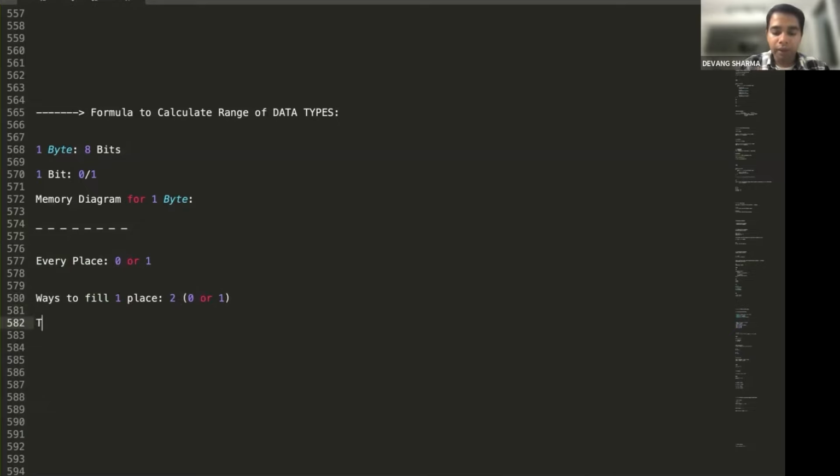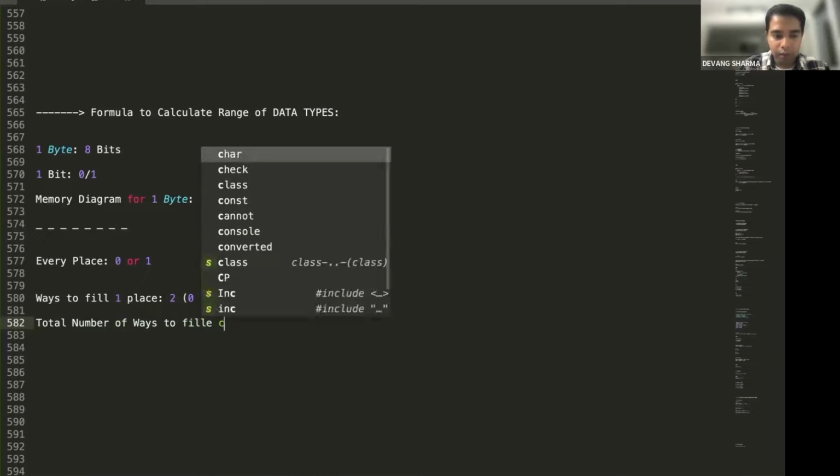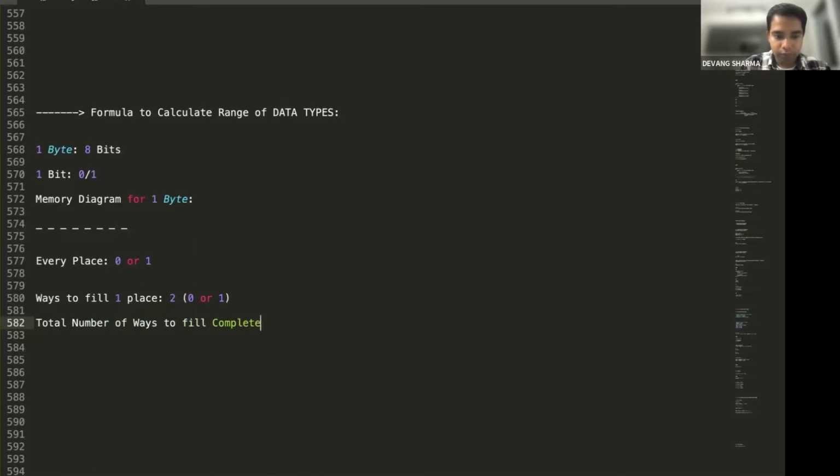Can you guys tell me the total number of ways to fill the complete 8 places? Come on, guys. Simple permutation combination question. If one place can be filled in 2 ways, what is the total number of ways to fill the complete 8 places?